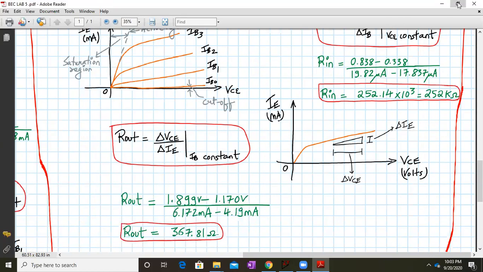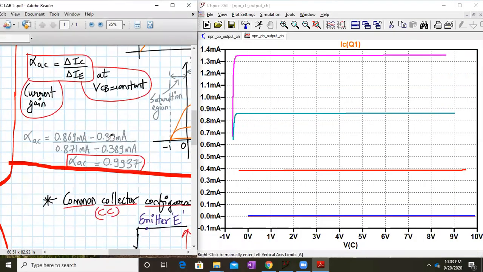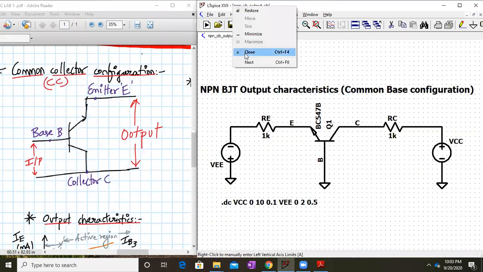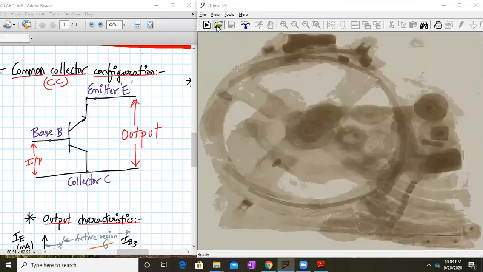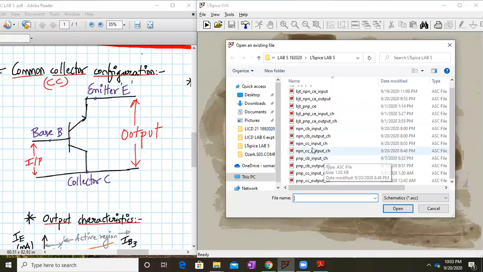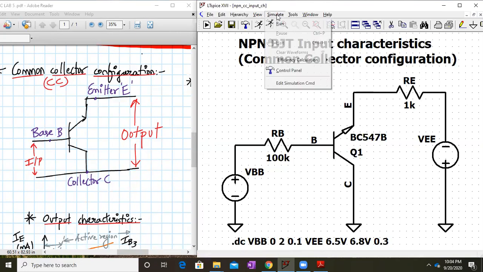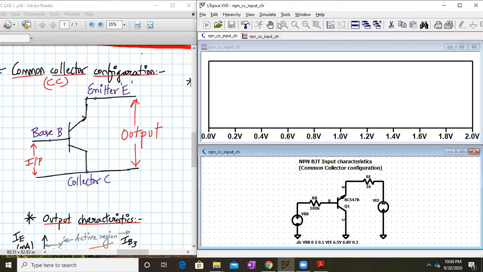So let us start this analysis for the common collector configuration. So this is my common collector configuration. Let me close this. And now let me open the common collector circuit for input characteristics. As you can see, the transistor again selected is BC547B. And let us start. I'll go to simulate and click on run.